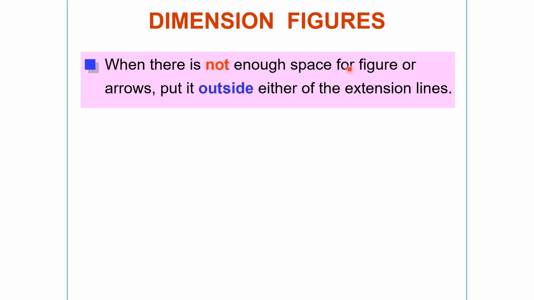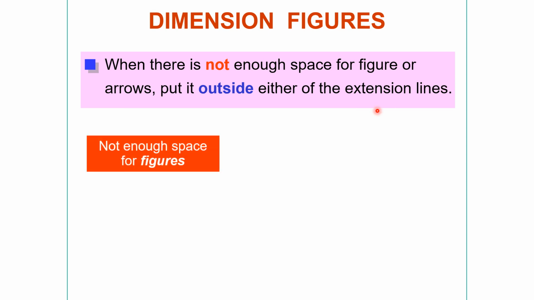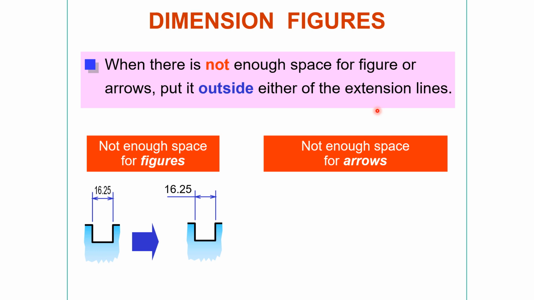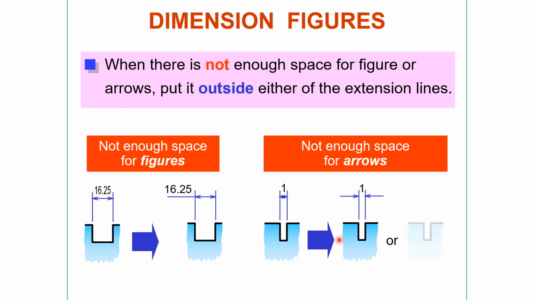When there is not enough space for figures or arrows, put them outside either of the extension lines. That is again the good one. Now see the second one. When the space is small, you can write outside. When the space is too narrow and it is difficult to write, the good way is to write the arrow outside. That is a good practice.